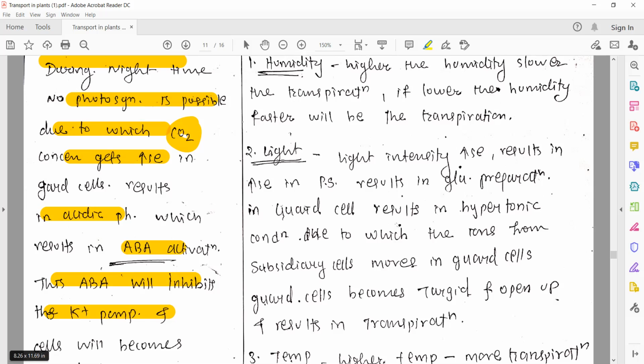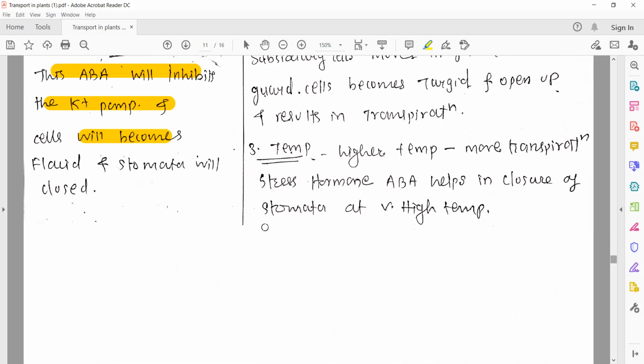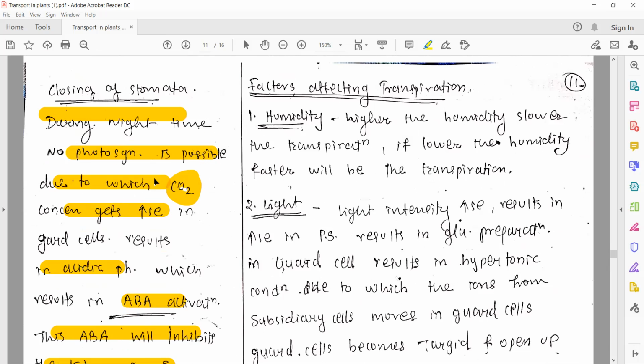And who triggers the abscisic acid to become active? Carbon dioxide concentration, right? Because of this, the cell will become flaccid and the stomata will get closed over here. The guard cells have become flaccid, and the stomata will be closed. So this is how the opening and closing of the stomata happens.